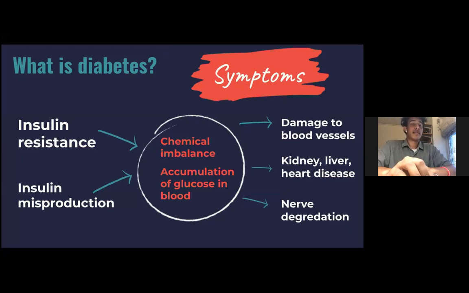Over time, this can cause damage to a lot of organs throughout your body, and eventually cause disease in those organs. The most common results of your cells not absorbing enough glucose are kidney, liver, and heart disease. And all of these issues, given enough time, can lead to nerve degradation, which itself can cause a plethora of issues given enough time.